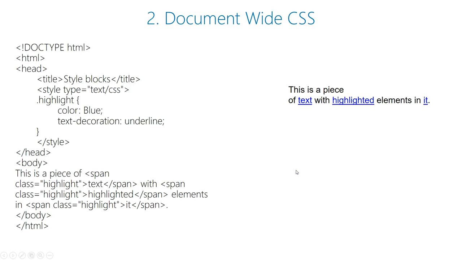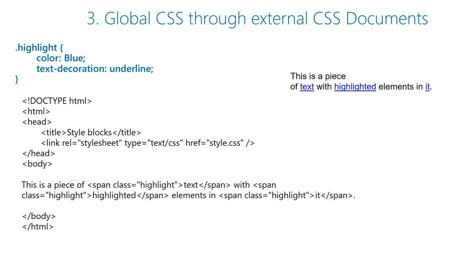The second style is using document-wide CSS, where we use the style in the head element of an HTML page, and then we can add more styles to that page. But as your web page grows, this becomes cumbersome again. So we move towards the next style, which is through an external CSS document.